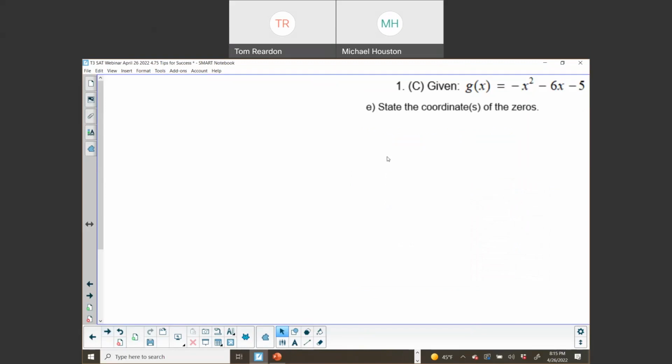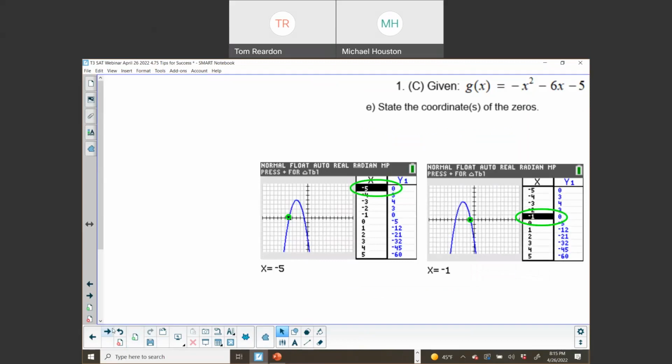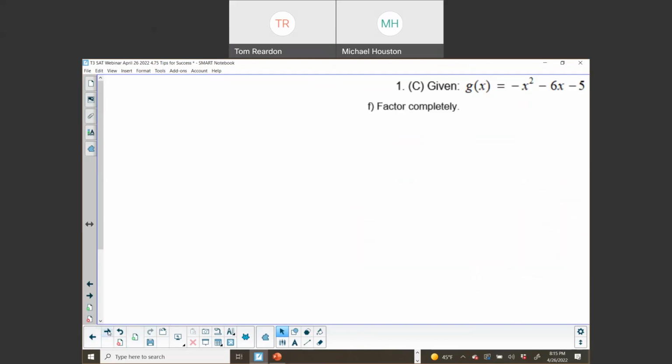But anyway, all right, state the coordinates of the zeros. We kind of already did that. Okay, the zeros and the x-intercepts happen to be the same thing, but not all students realize that. So we need to have them do that.